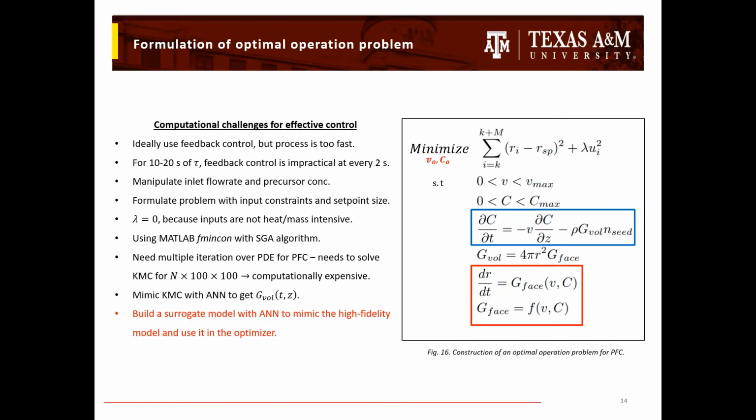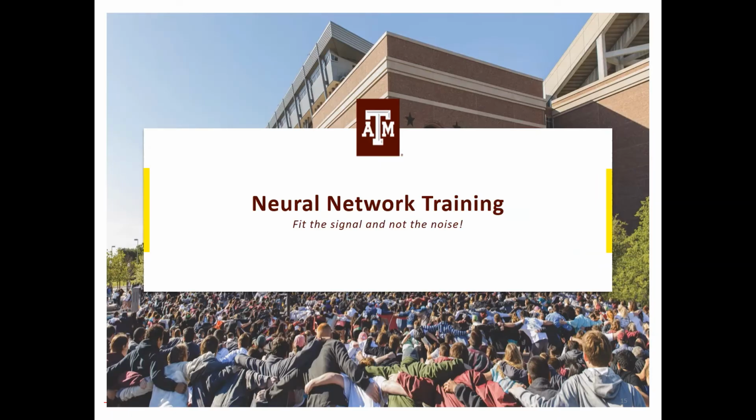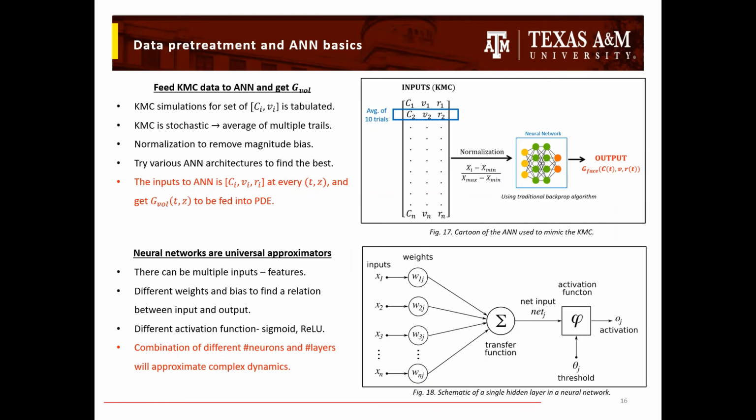This whole process would take almost an infinite amount of time. So we needed to come up with a surrogate model or a reduced order model to mimic this KMC simulation. And we started to use neural networks to mimic the KMC simulation because they are called universal approximators. Effectively, what we need is the growth rate of the crystal, which will be our output.